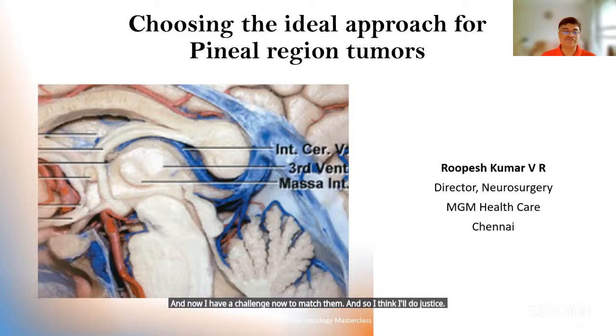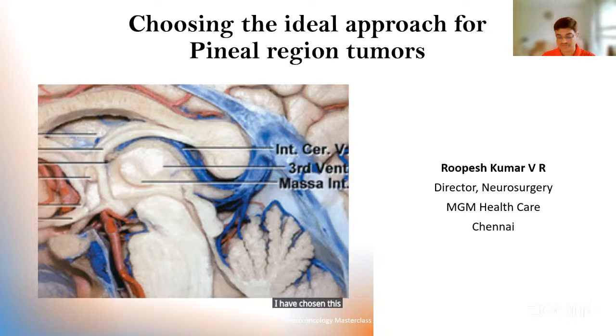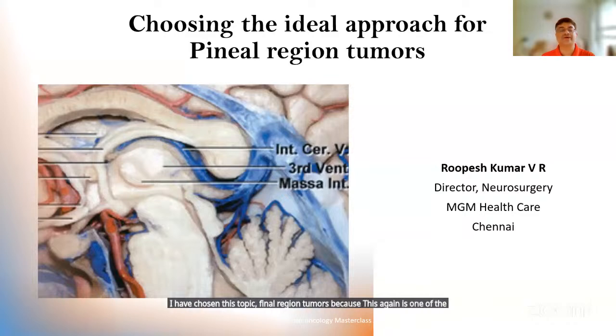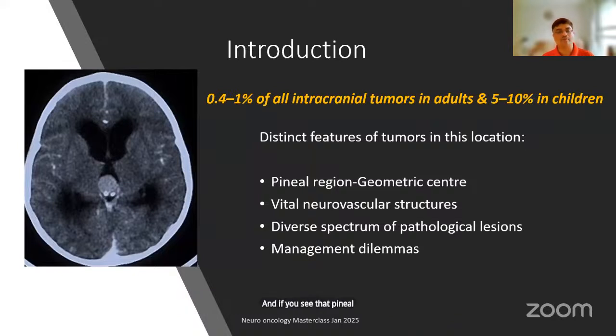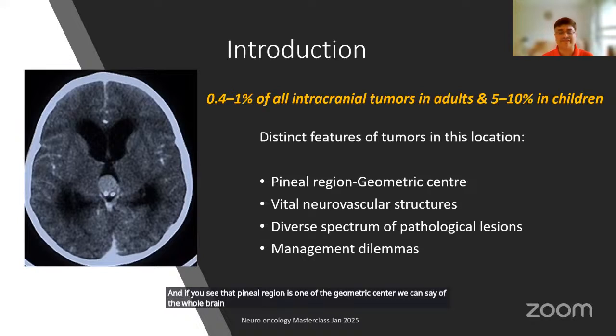I have chosen this topic, pineal region tumors, because this again is one of the very complex locations in our brain and very deep-seated. And we see that the pineal region is one of the geometric centers, we can say, of the whole brain. If you take the brain as a circle, it is almost the center. So not many tumors occur in this location. They're not quite common, unlike the surface tumors.